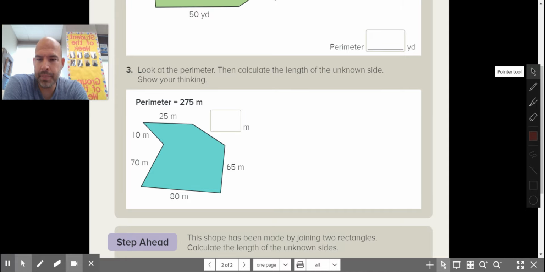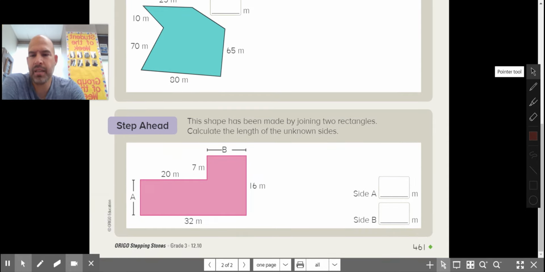So what we know here is, again, we know what the perimeter is, but we know what only 1, 2, 3, 4, 5 of the sides are. We're missing the 6th side, okay? So to figure that out, you're going to need to add those up, subtract it from the total, which is the perimeter, and that will give you the unknown. Lastly, at the bottom here, it says this shape has been made by joining 2 figures. Calculate the length of the unknown side, all right? So use your skills, and we can go over this if you need help later on.